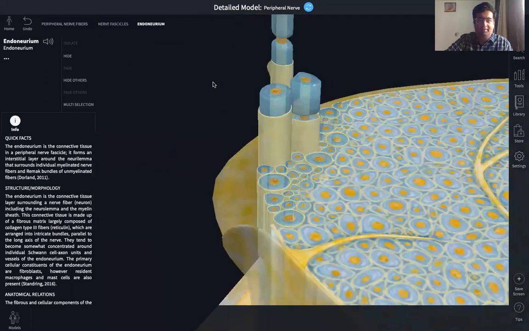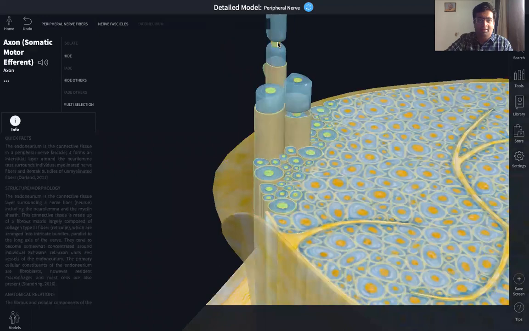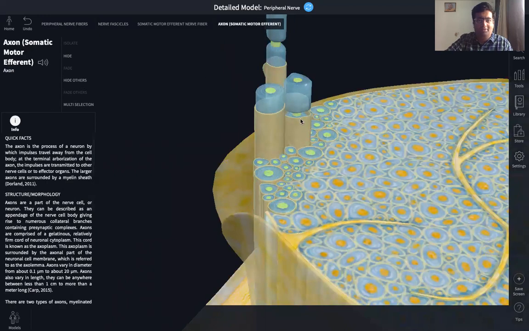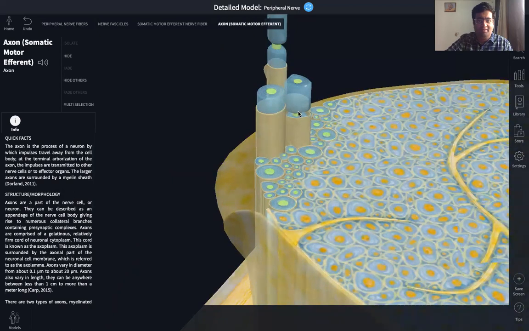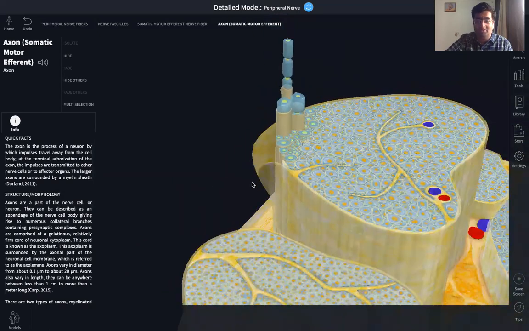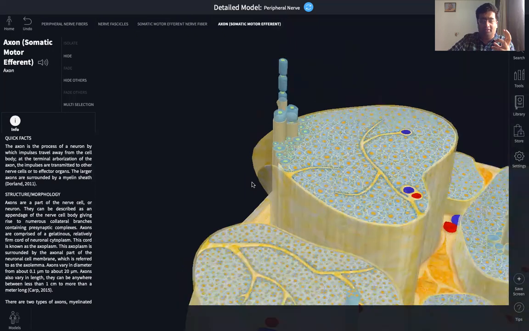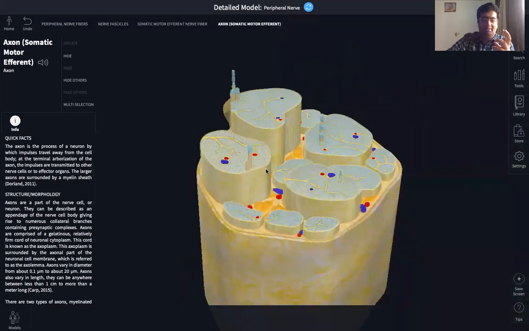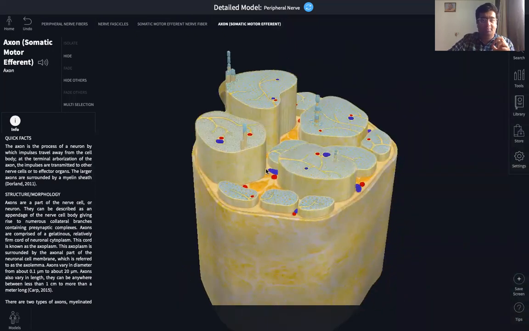You can see here, if I zoom in, this is the axon. Several axons are bundled together inside. These yellow dots that you see are all the axons. So a nerve is a bundle of several axons together. I repeat, a nerve is a bundle of several axons present together, packaged together.